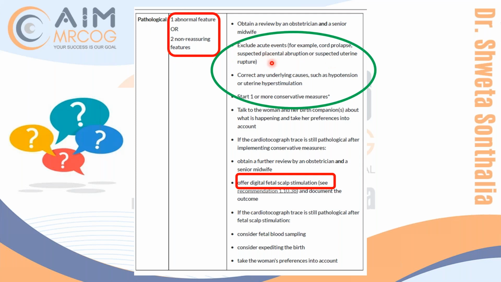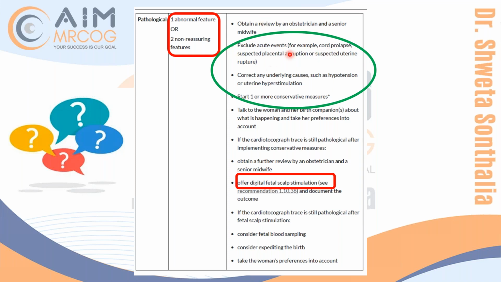So in pathological, first of all, the most important aspect is to exclude the acute event. There shouldn't be any cord prolapse, any abruption, any rupture. Why it is important: you have to read the scenario completely, not only read the CTG. If it is a VBAC lady, if it is an IUGR baby, if there is any high risk for abruption, like she's a hypertensive woman, or a high risk for cord prolapse like preterm breech, these kinds of situations.